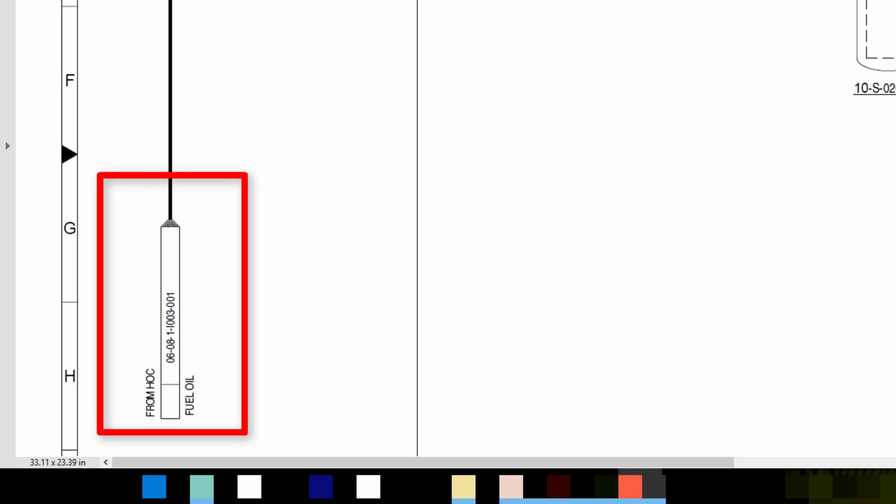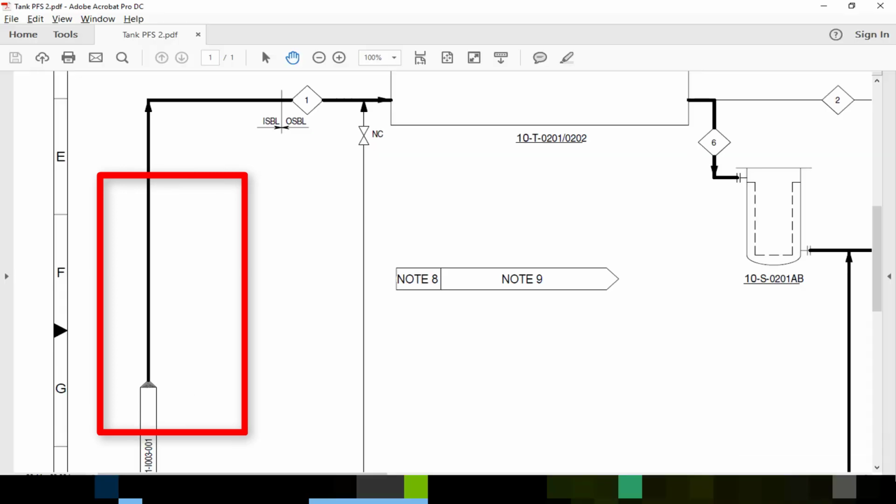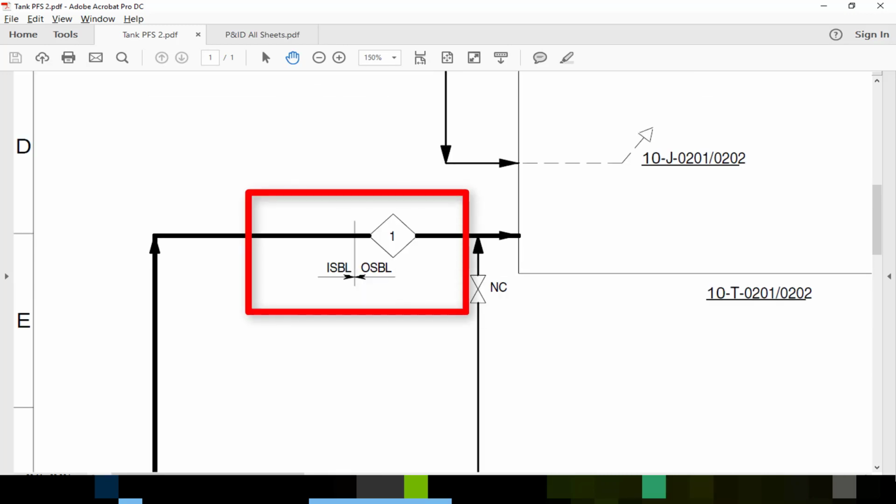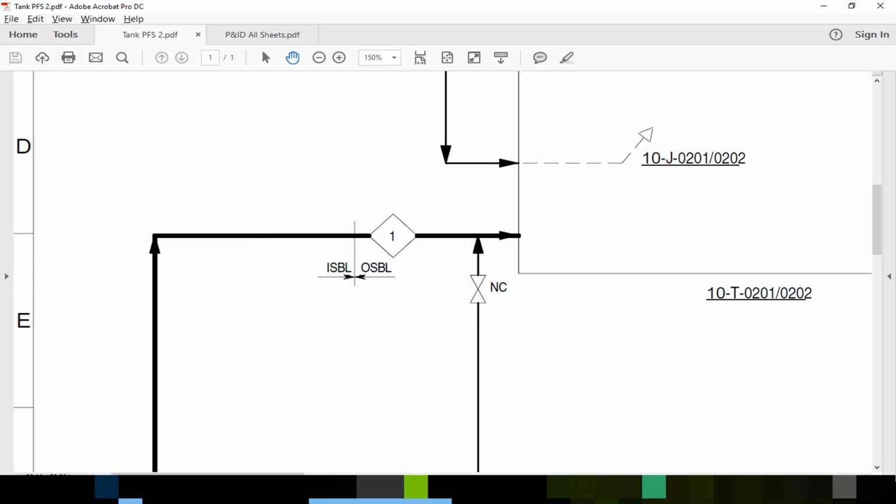If there is no dark head and a simple arrow is there like this, it means the line is coming from the same unit. You can see the battery limit between OSBL and ISBL. This process stream is numbered as 1, for which detail is given in the table below. Square box with the number inside will give you the process stream number.